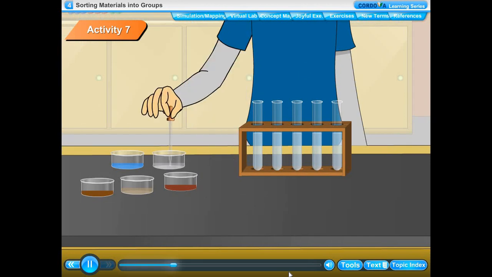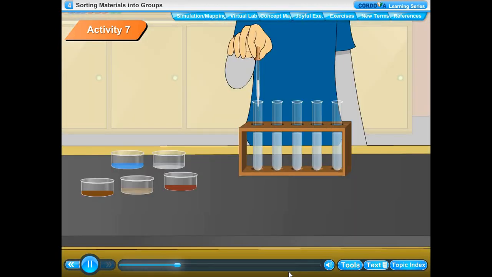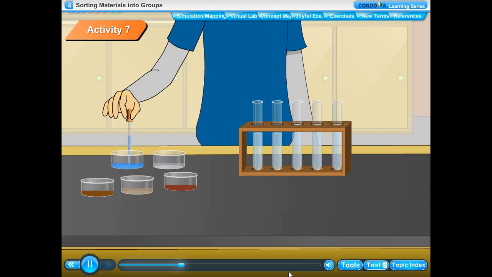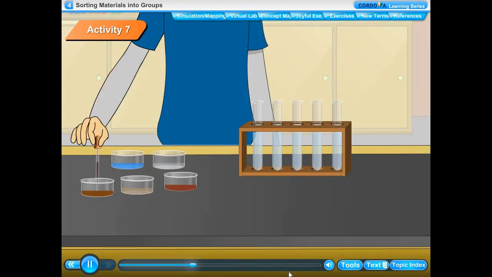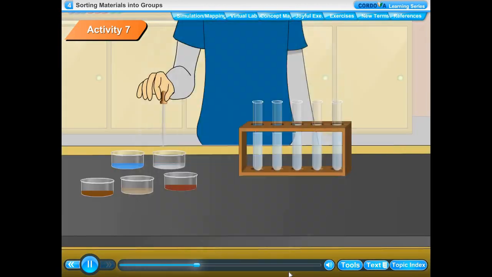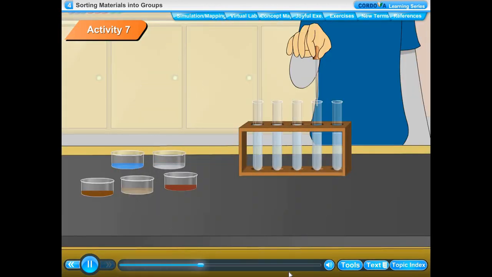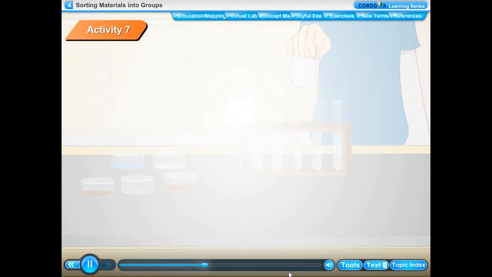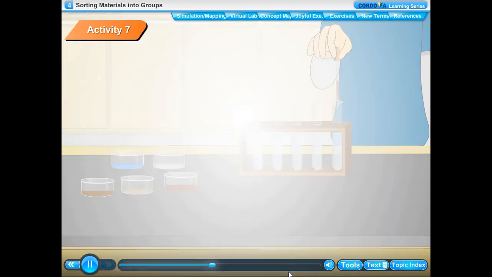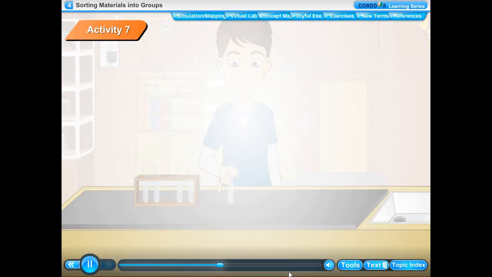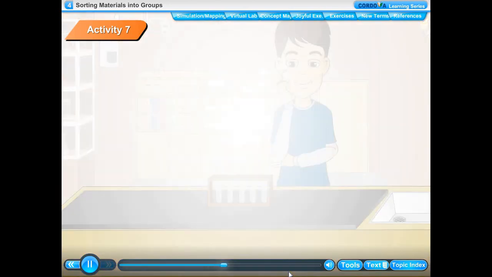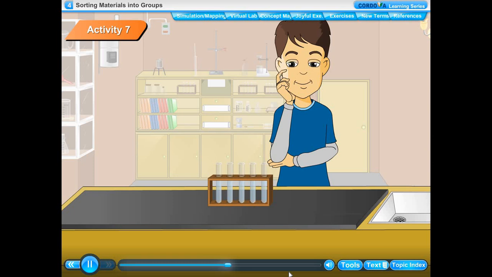Add some glycerine drops to the first test tube. Similarly, add a few drops of kerosene oil in the second test tube. A few drops of vinegar in the third test tube. A few drops of mustard oil in the fourth test tube. And a few drops of alcohol in the fifth test tube. Shake each test tube vigorously and place it in the test tube stand. Allow the test tubes to stand for some time and observe.